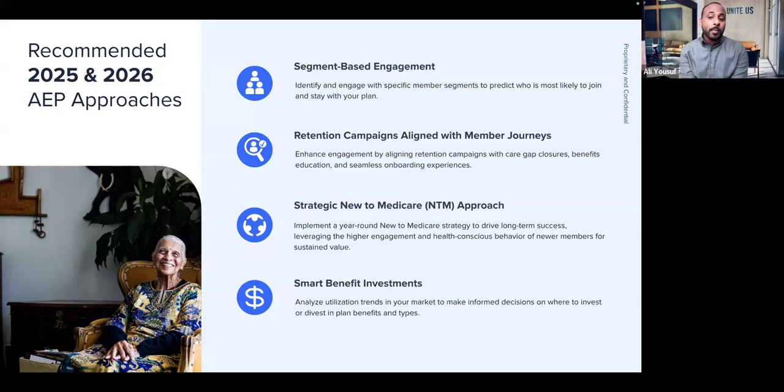And then a strategic new to Medicare approach. Implement a year-round new to Medicare strategy to drive long-term success, as well as leveraging the higher engagement and health-conscious behaviors of newer members for sustained value. And finally, smart benefit investment. Analyze utilization trends in your market to make informed decisions around where to invest or divest in plan benefits and types. See what benefits really move the needle in your market and what consumers want, and then invest in your benefits that way.